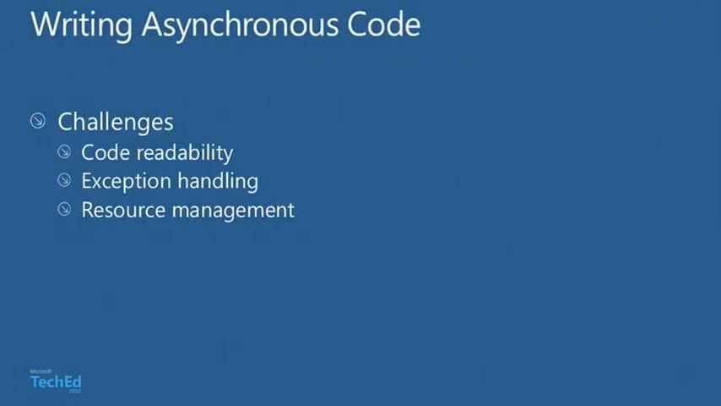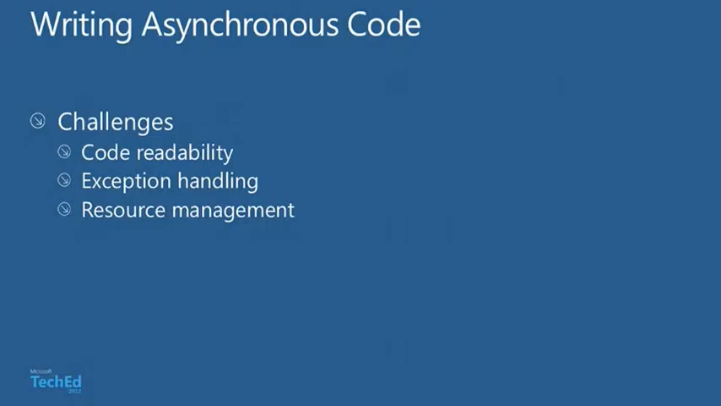But all of these bring with them some big challenges for the coder. And the really big one is just readability and writability. Asynchronous code has traditionally been much harder to read and to write and to reason about than synchronous code.